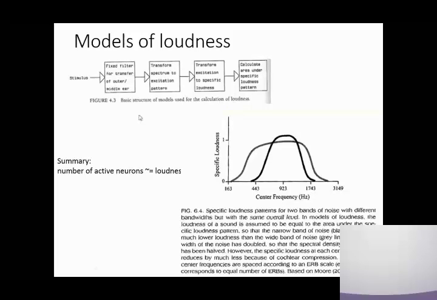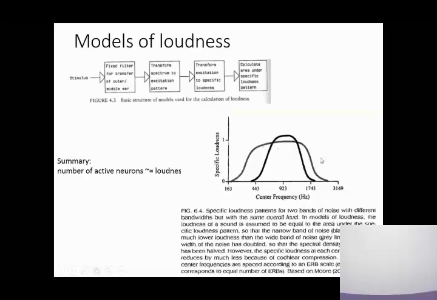Secondly, we transform the spectrum into excitation patterns. Go back to last lecture: the excitation pattern is what the basilar membrane looks like, the basilar membrane response. And obviously the more the basilar membrane is excited, the more neuron response. And that's the third step, transform excitation to specific loudness. That is the same as calculating the area under specific loudness patterns, because all of the neurons that are active on the basilar membrane, you can calculate just by integrating, counting the area underneath the curves.